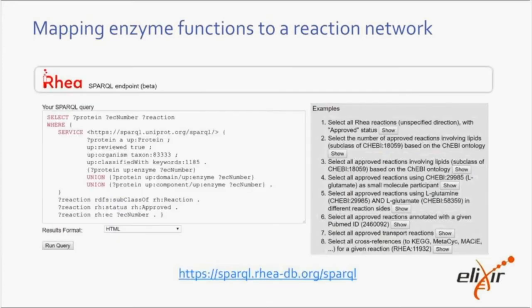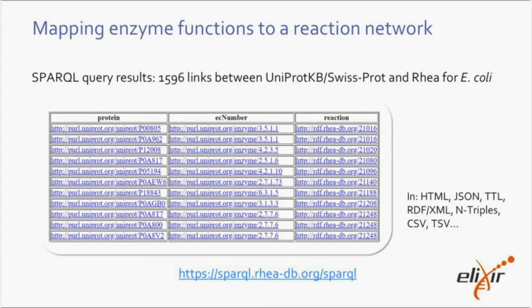Okay, so this is our query. You can copy-paste this into the Rhea SPARQL endpoint and run it if you like. And the result you get back is a set of around 1,600 links between E. coli proteins from UniProt, ChEBI, SwissProt on the left, and Rhea reactions on the right. Okay, and they're linked via their EC numbers.